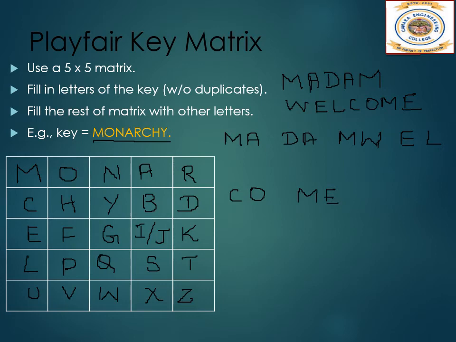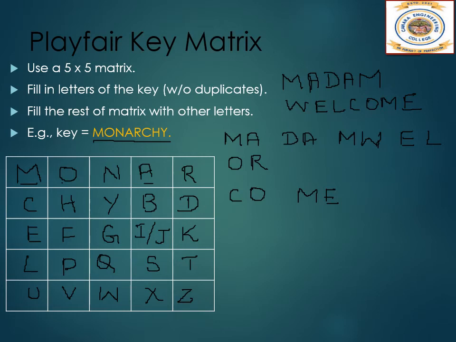Now we have to see the letters M and A. I have to see in this 5 cross 5 matrix where M is and where A is. So M is here and A is here, so they are in the same row. If they are in the same row, M will be replaced with the next element and A will be replaced with the next, in a circular fashion. So M is replaced with O, and A is replaced with R.